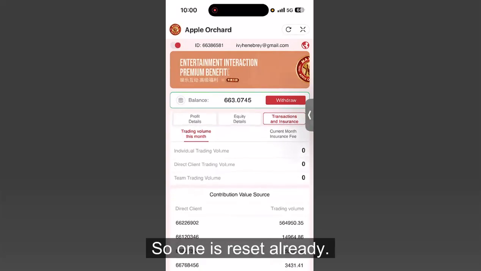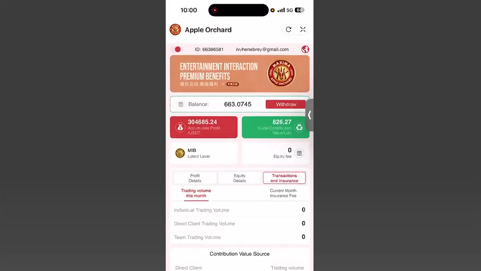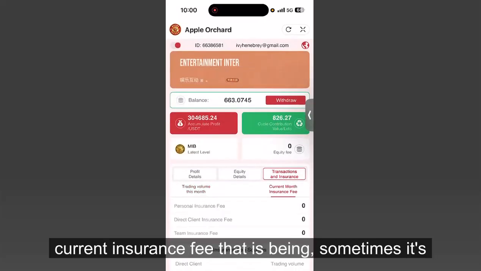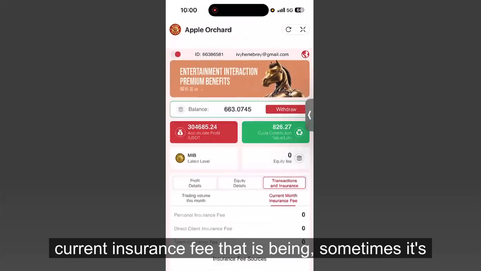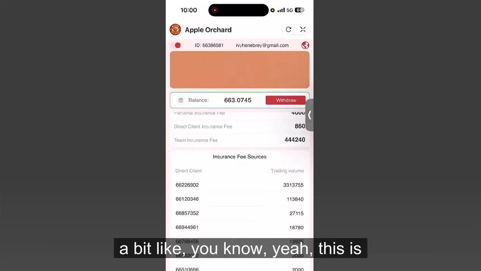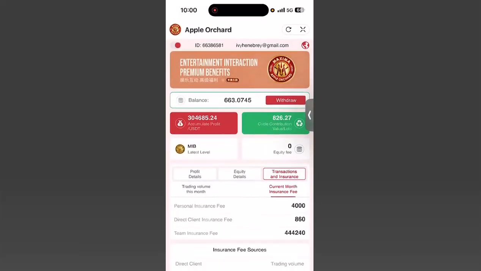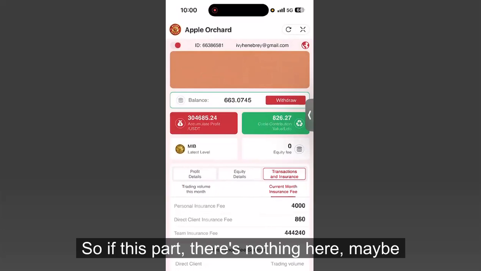Okay. So one is reset already. You can see all your trading volume is under you. And then of course you can see the current insurance fee, sometimes it's a bit lag, you know. So yeah, sometimes a bit lag. This is all the current insurance fee that all your traders are under you. Okay, cool.